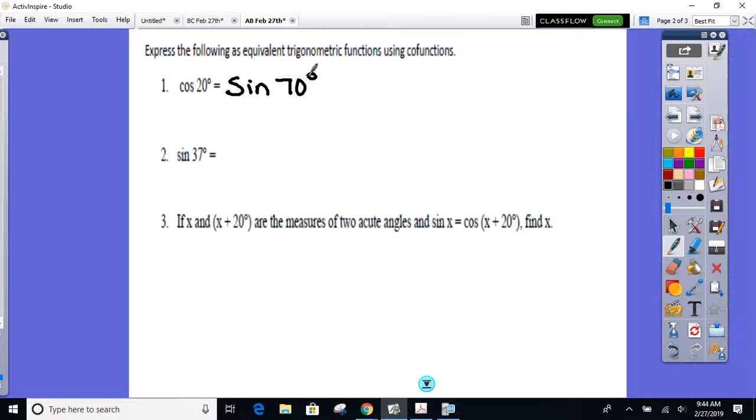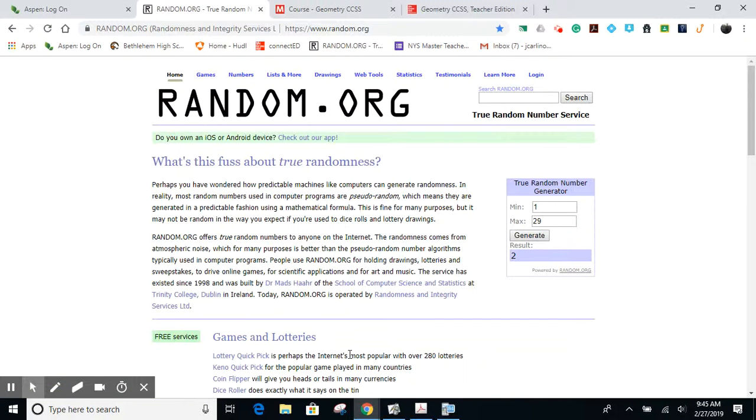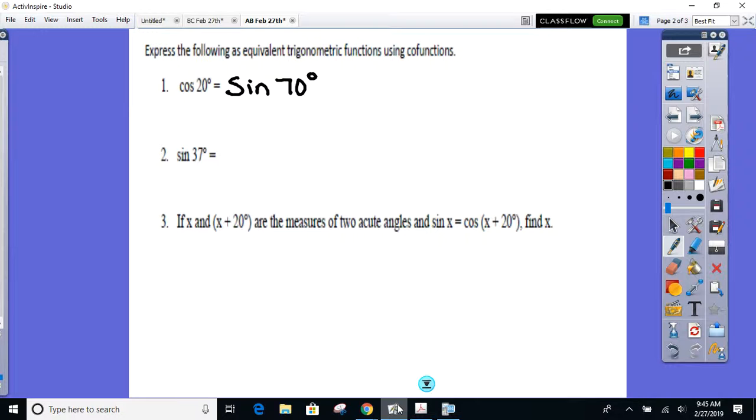How about the sine of 37? Rewrite that as a new ratio and a new angle measure. 25? Yeah, watch your mouth there. Cosine of what? Thank you.